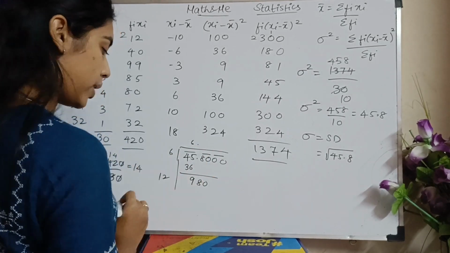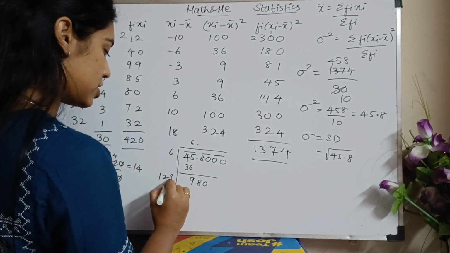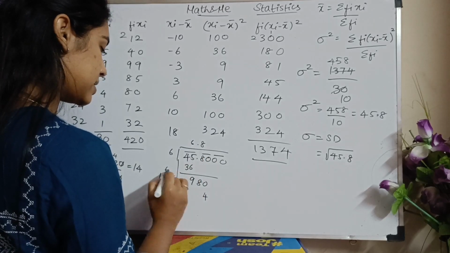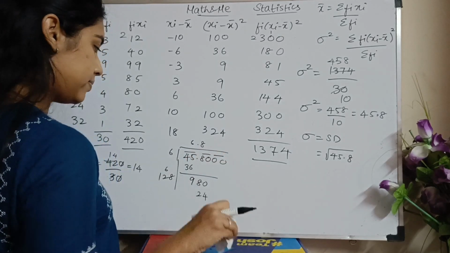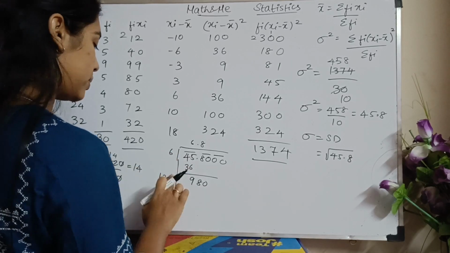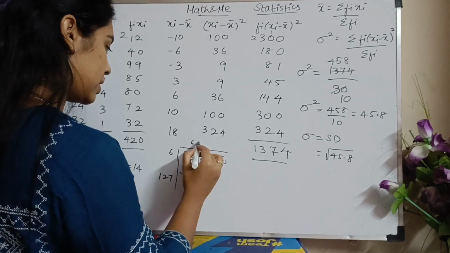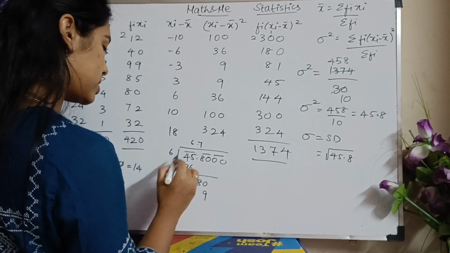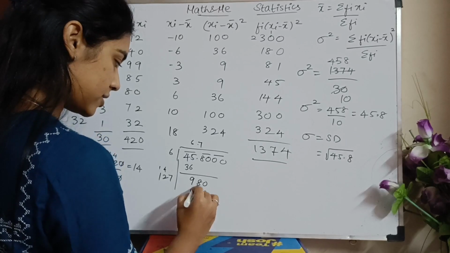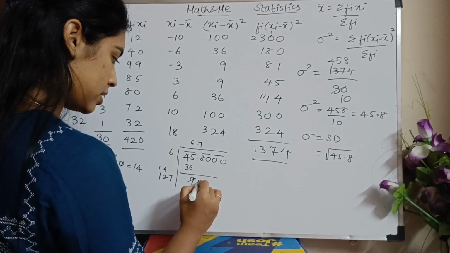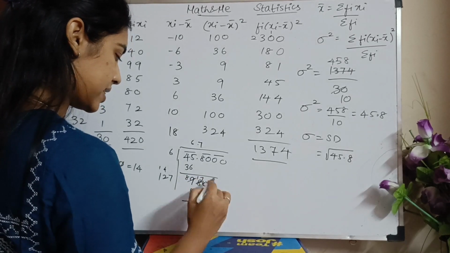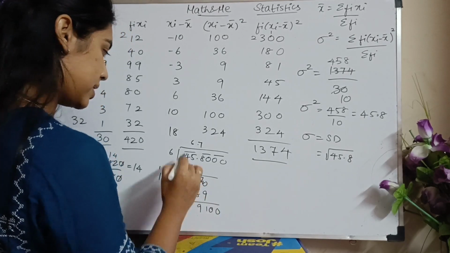So 980, 6 2s are 12. Which table? 8 8s are 64, 6 8s are 48. Then I can do 127 into 7. So 7 7s are 49, 4 7 2s are 14, and 1 7 1s are 7, 8. So 17 minus 8 is 9. So 910.